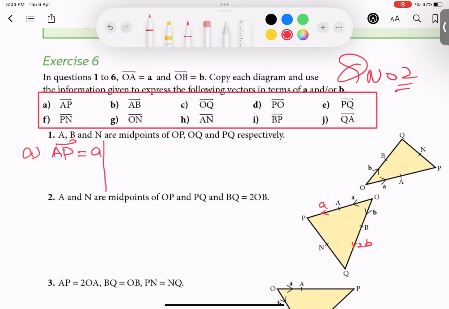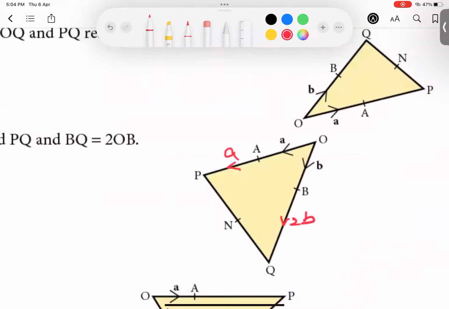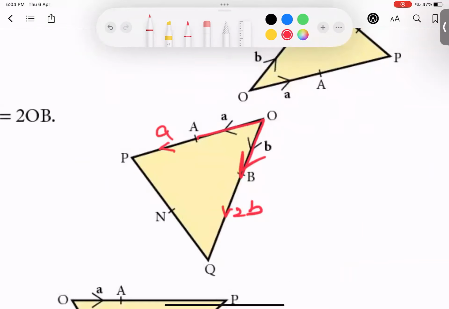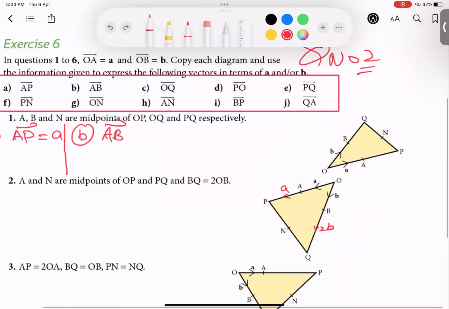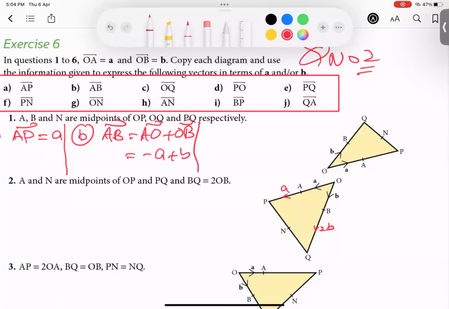Okay, then the next part is B, AB, starting from A, ending at B. So I'm writing the path, part B. A to O, O to B. Repeat, A to O and O to B, okay? And backwards is negative, you know very well. A to O, O to B. I'm getting negative a plus b. Alhamdulillahi Rabbil Alameen.